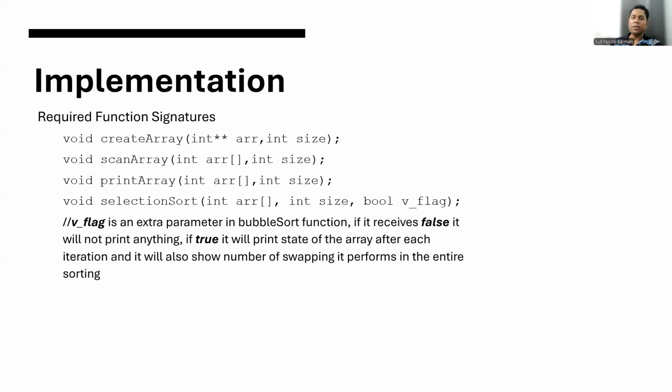You should try to implement this code. The signatures for the required functions are given here, and this will be the same as the bubble sort. Here we need a separate function for the selection sort. So I just modified the bubble sort function for selection sort. Other functions will remain the same. I already explained the context of each of these functions in my previous video lecture, and I also explained why this v flag is required. If you follow that previous video, you can easily relate that concept with this selection sort algorithm.